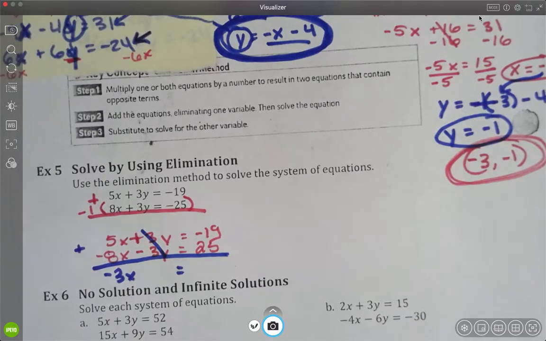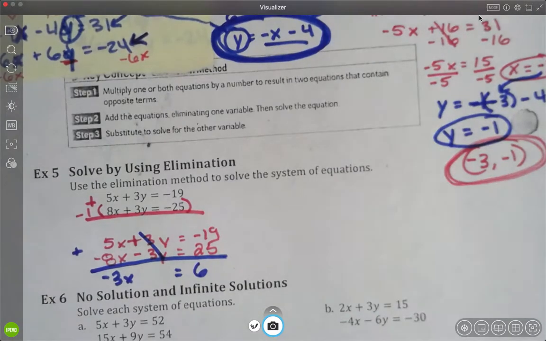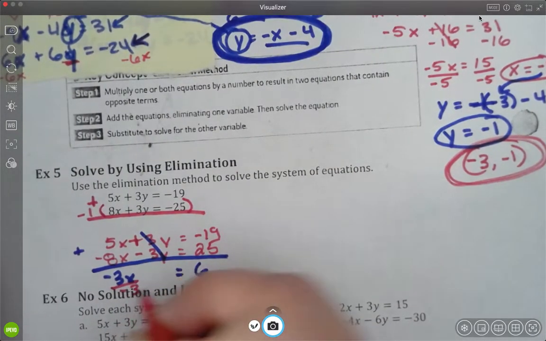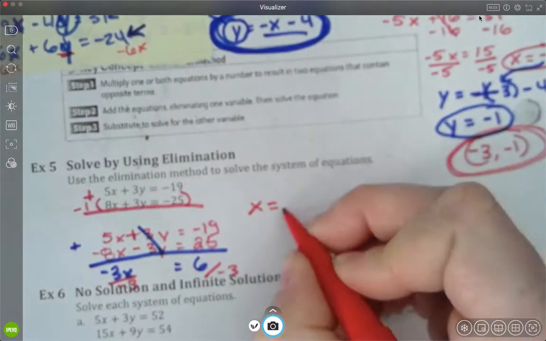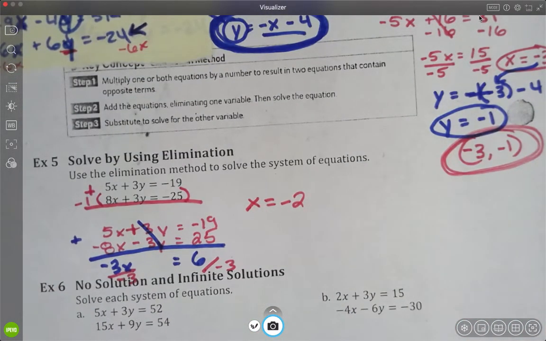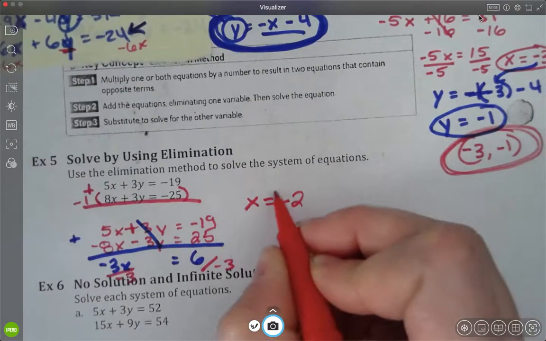6. Positive 6. And then divide by negative 3. Oh, I'm running out of room. Divide by negative 3. So x is equal to negative 2. Negative 6, or excuse me, 6 divided by negative 3 is negative 2. Circle him so you can find him later.